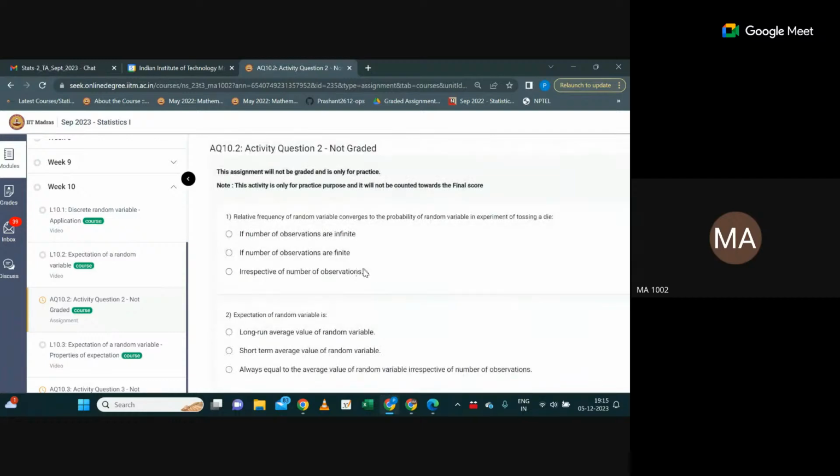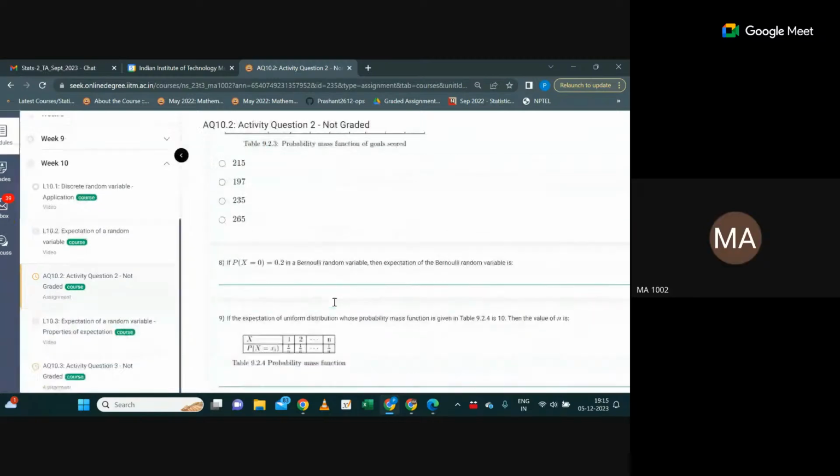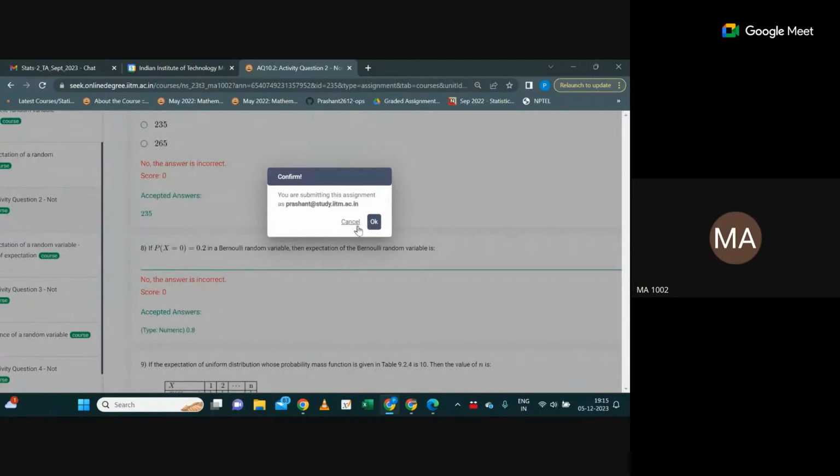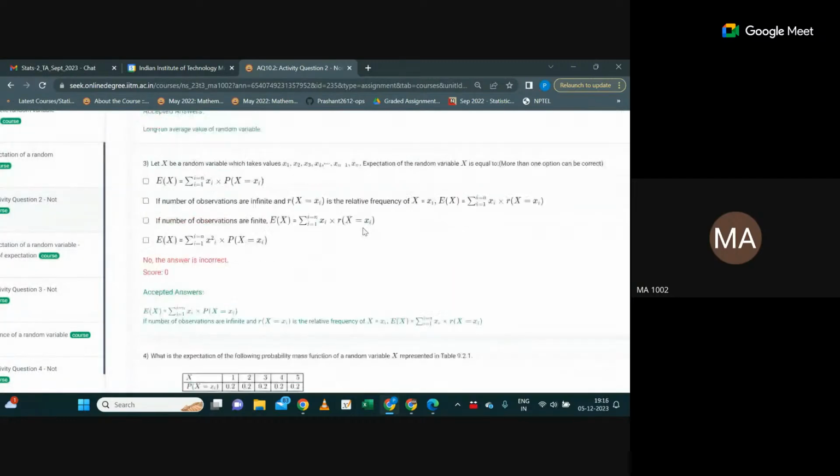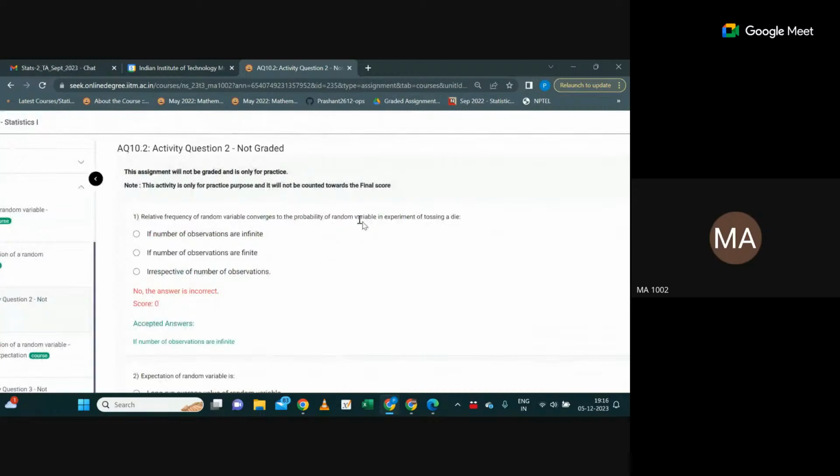Relative frequency of a random variable converges to the probability of the random variable in the experiment of tossing a die. Okay, what should be the correct answer: finite or infinite? Infinite, I think. Let's see what the answer says. I think Ma'am clearly discussed that.